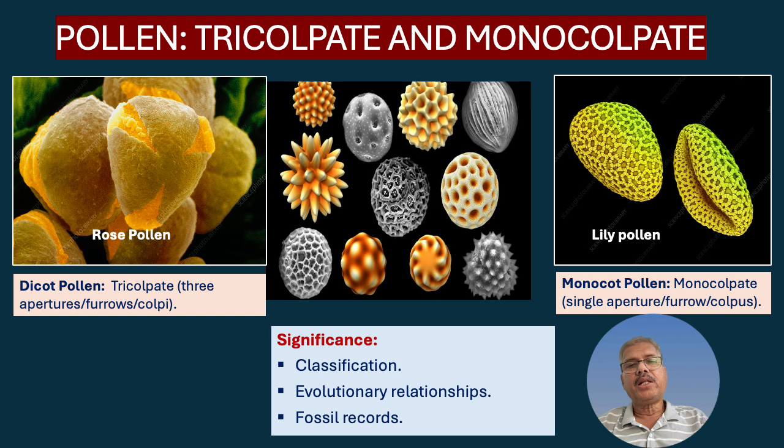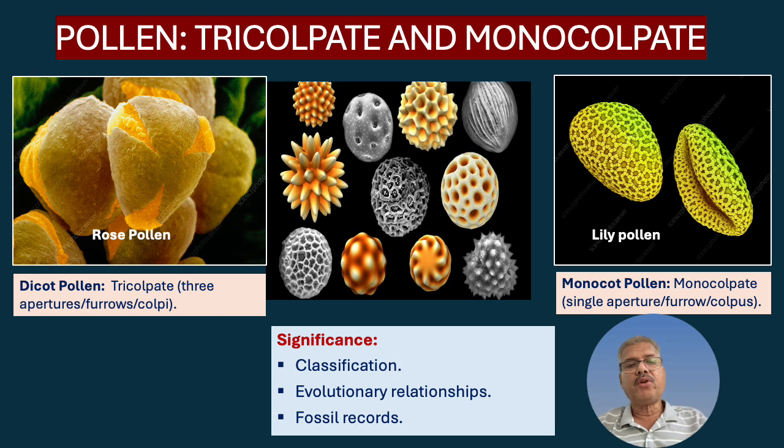Pollen structure, particularly the number of apertures present on the pollen grains, serves as a critical distinguishing feature between dicotyledons and monocotyledons. The dicot pollen grains are typically tricolpate, meaning they possess 3 apertures or furrows, known as colpi. This tricolpate structure is a hallmark of most dicots and plays a vital role in pollen germination, facilitating the emergence of the pollen tube. Conversely, monocot pollen grains are usually monocolpate, characterized by a single aperture or furrow. Similar to dicots, this aperture is essential for the germination process.